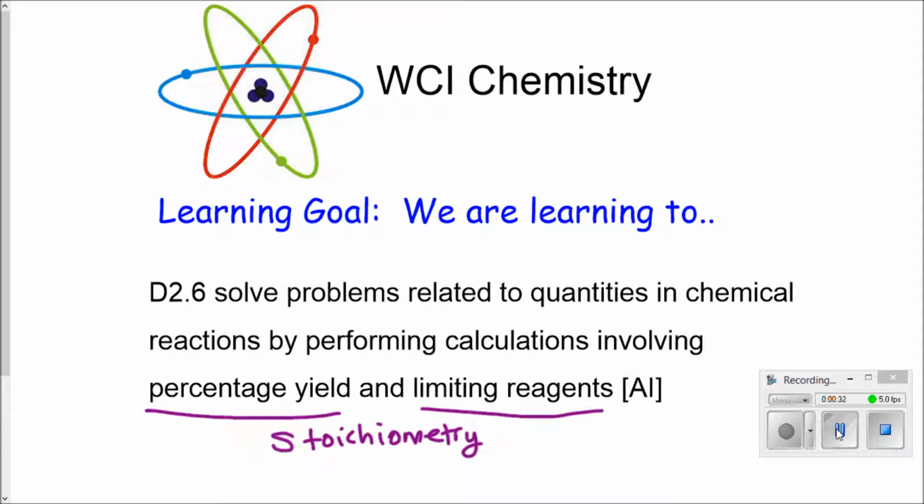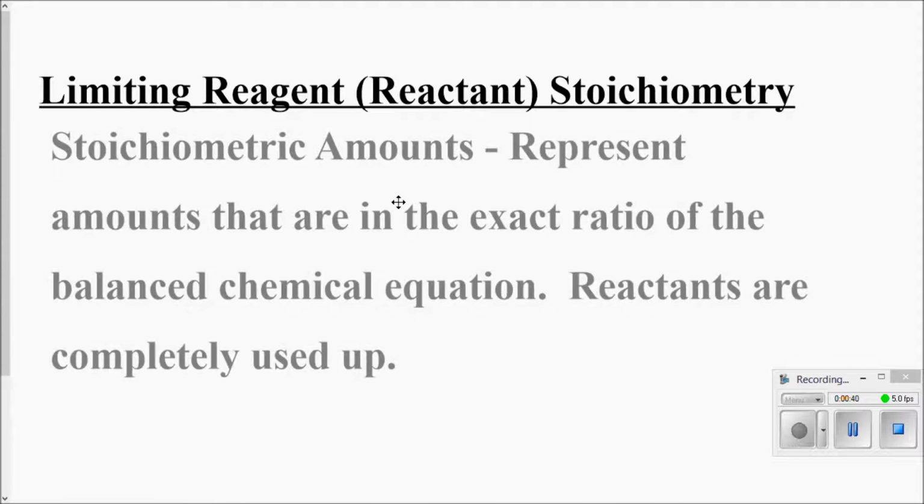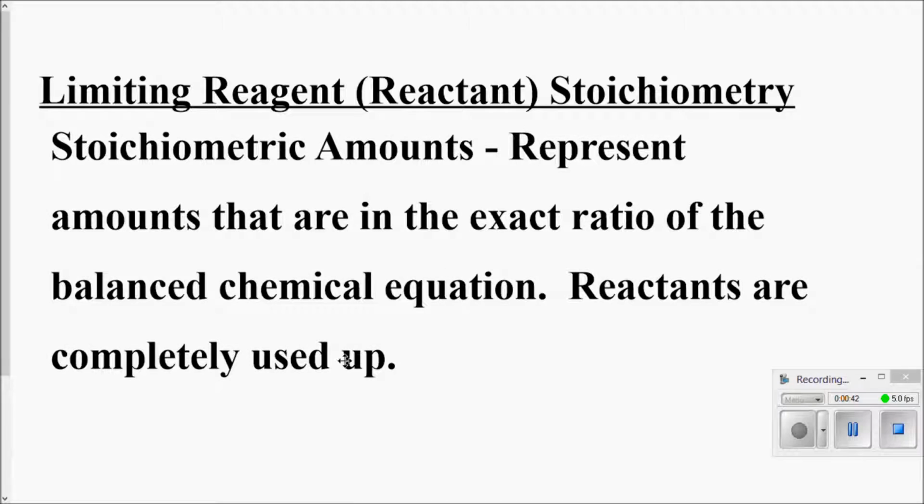So here we go. We're going to start by defining limiting reagent or reactant stoichiometry. And we want to discuss something first, stoichiometric amounts. They represent the amounts that are in the exact ratio of the balanced chemical equation. So for example, if the coefficients are 1 to 2 to 3, then the amounts, specifically with the reactants, will be in 1 to 2 to 3 as well.